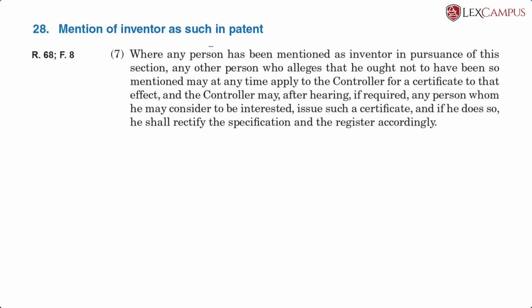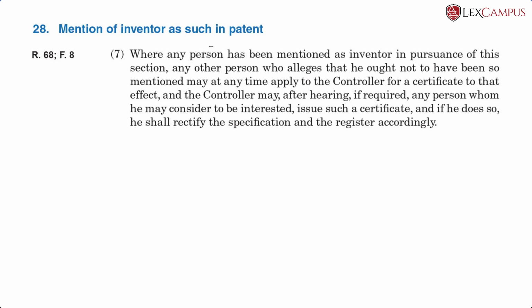Section 7: where any person has been mentioned as inventor in pursuance of this section, any other person who alleges that he ought not to have been so mentioned may at any time apply to the controller for a certificate to that effect, and the controller may, after hearing, if required, any person whom he considers to be interested, issue such a certificate, and if he does so, he shall rectify the specification and register accordingly. Now, there are very few instances where the controller can issue a certificate. This is one case where the controller can issue a certificate.